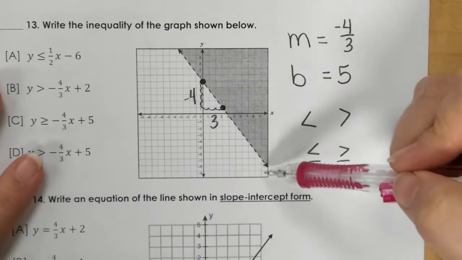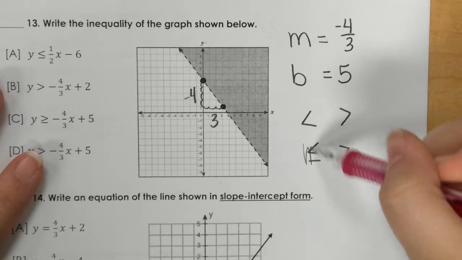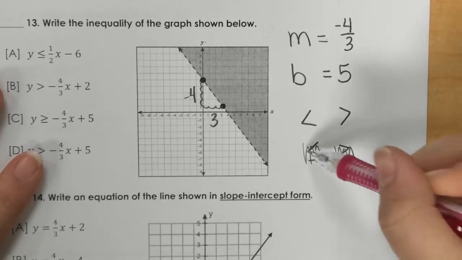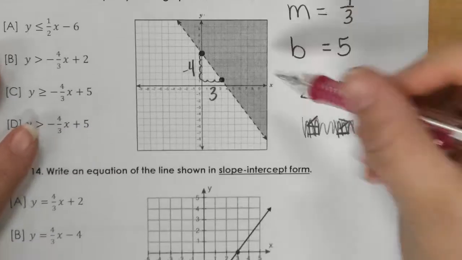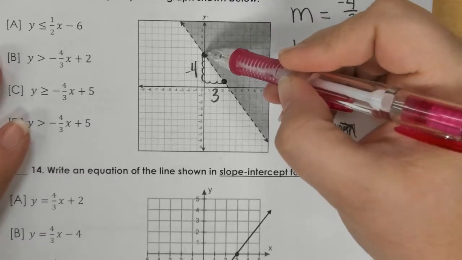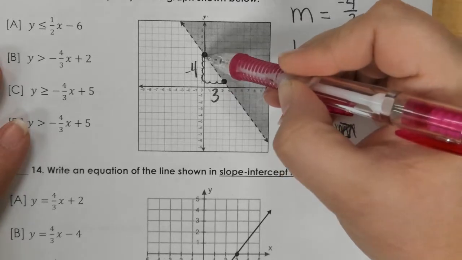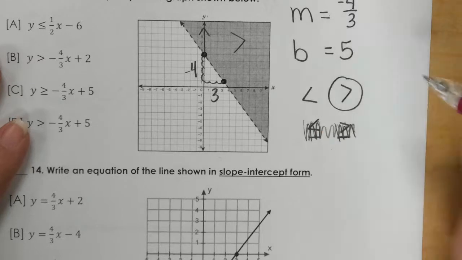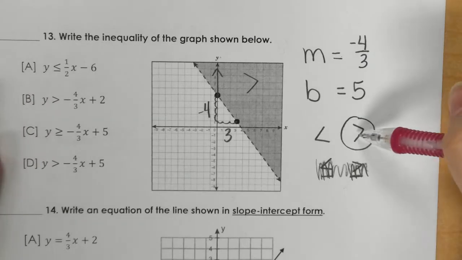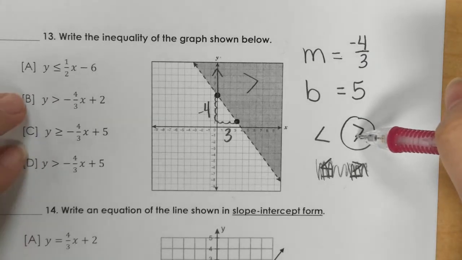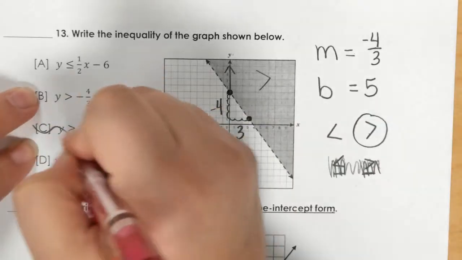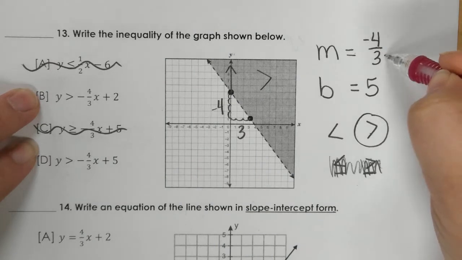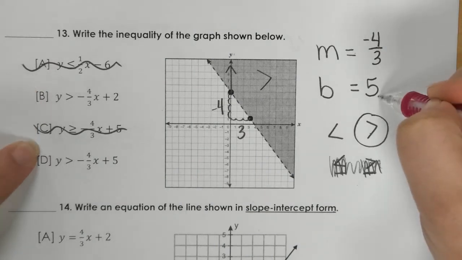Then I have a dashed line. So that means that I can get rid of these options. If I had a solid line, I would have had that line there. But since I don't, it's dashed, I get rid of them. And then I check to see, did I shade above or did I shade below? I shaded above. Above is greater. So this is my option. So I would have y is greater. So now I'm looking at B or D. -4/3 x plus 5. So it has to be D.